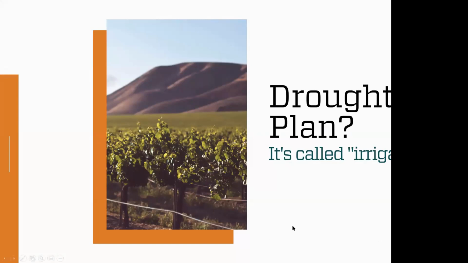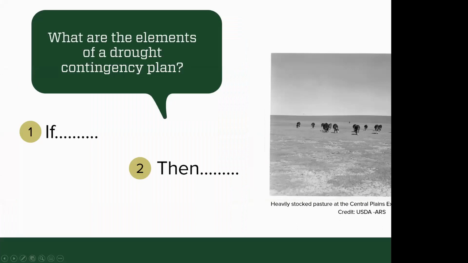So with that, I'm going to go through pretty quickly what are the basic building blocks of a drought contingency plan. Now, of course, I'm going to make this more simple than it actually is, but it's 6 o'clock on a Tuesday night and we're all a little tired, so I'll try to make it as simple as I can.